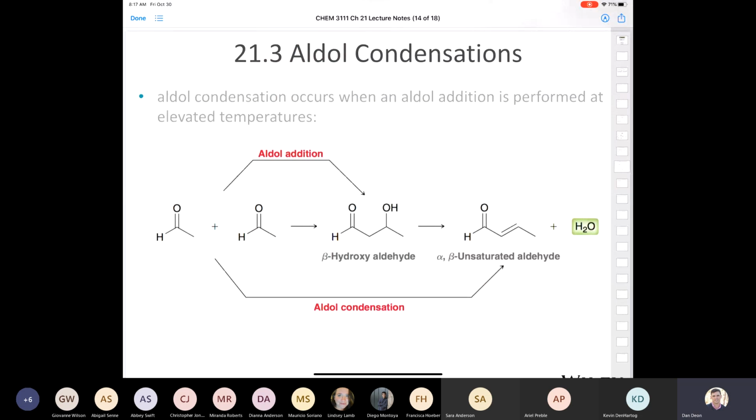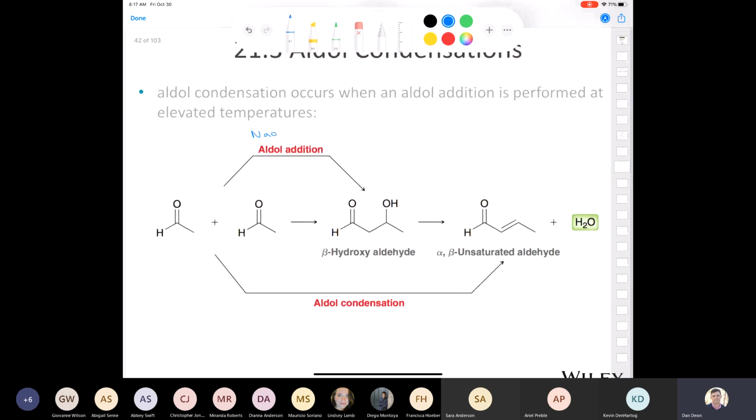Again, aldol condensation occurs when an aldol addition is performed at elevated temperatures. This slide is a really great summary of what we've just learned. For the aldol addition, I'll remind you again, the conditions would be sodium hydroxide in water. And then for the condensation, it's going to be sodium hydroxide, water, and you're going to heat that up to produce an alpha beta unsaturated aldehyde. And of course, you lose water because it's a condensation reaction. There we go, a really great summary.